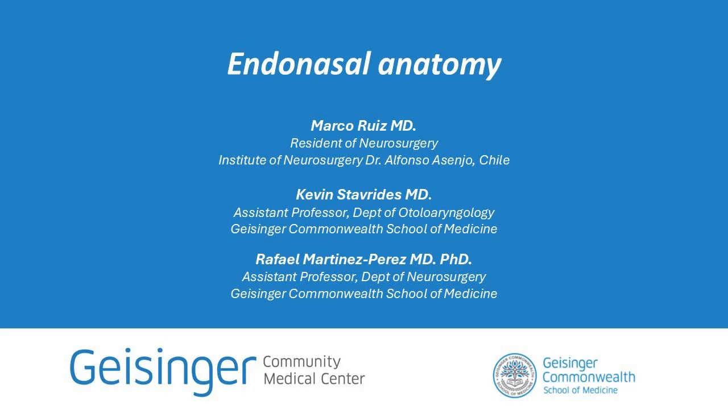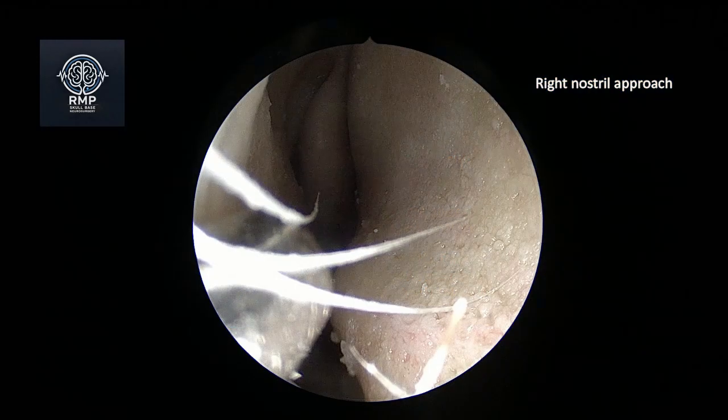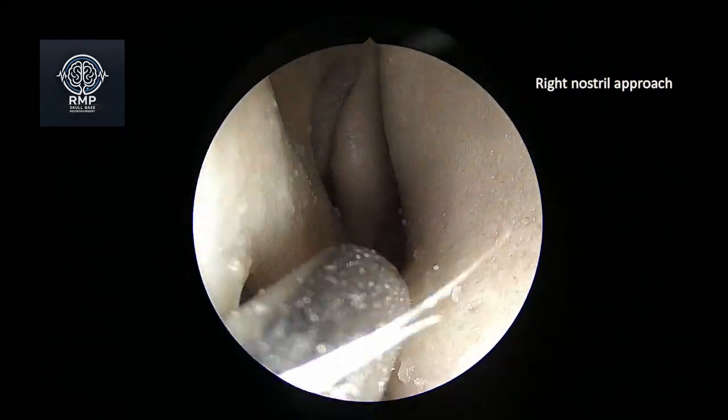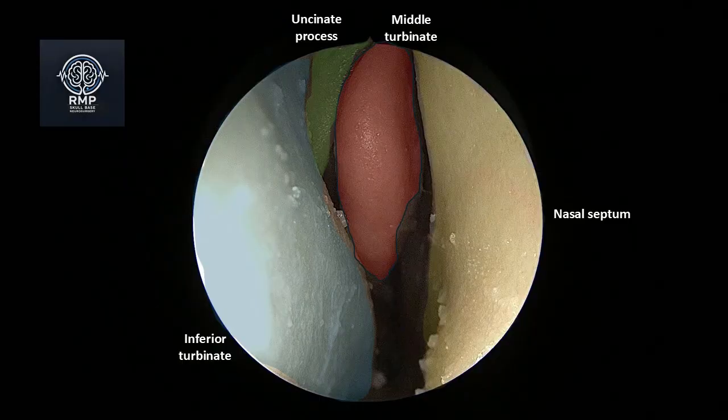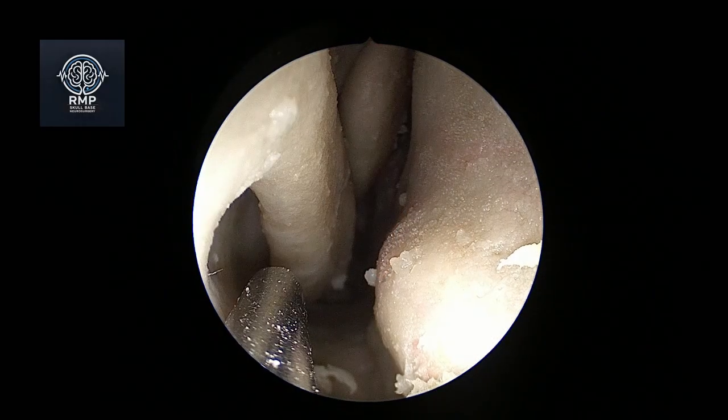This video illustrates the endoscopic anatomy of the sinonasal cavity, focusing on key landmarks essential for scalp-based neurosurgery. We begin by entering the right nasal cavity and advancing along the nasal floor. We first identify the inferior and middle turbinates. The middle meatus, located between these turbinates, reveals the uncinate process.